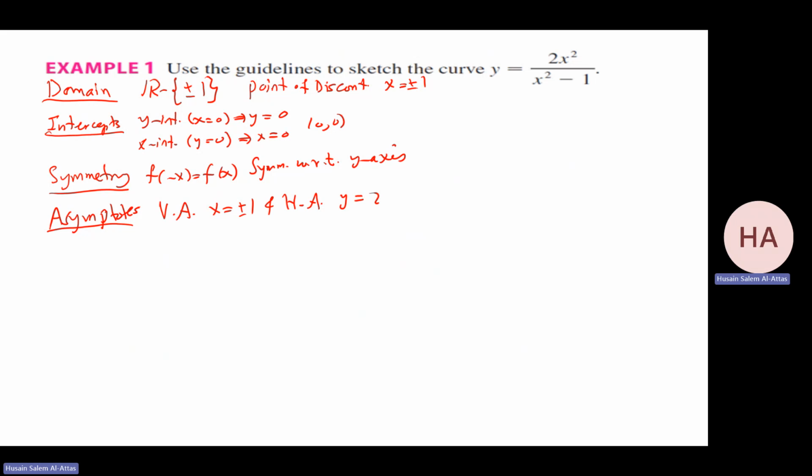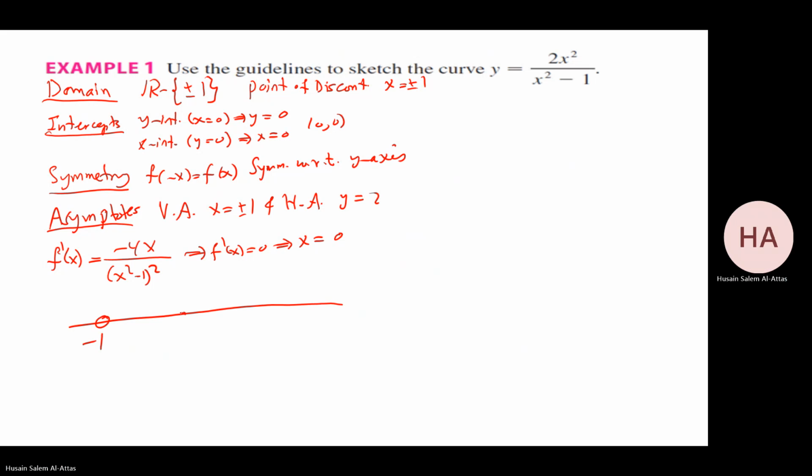And we'll do f prime and f double prime. F prime will be what? F prime, if we do the calculations, it will be minus 4x times this. So when f prime equals 0, I have x equals 0. Then I will include the points of discontinuity and the critical numbers.